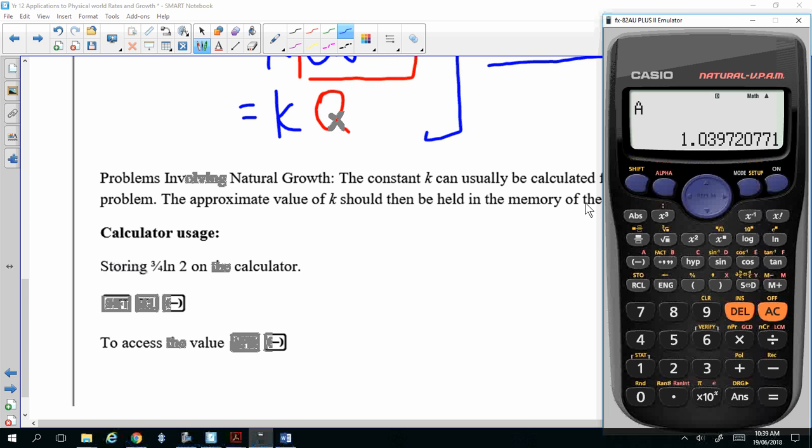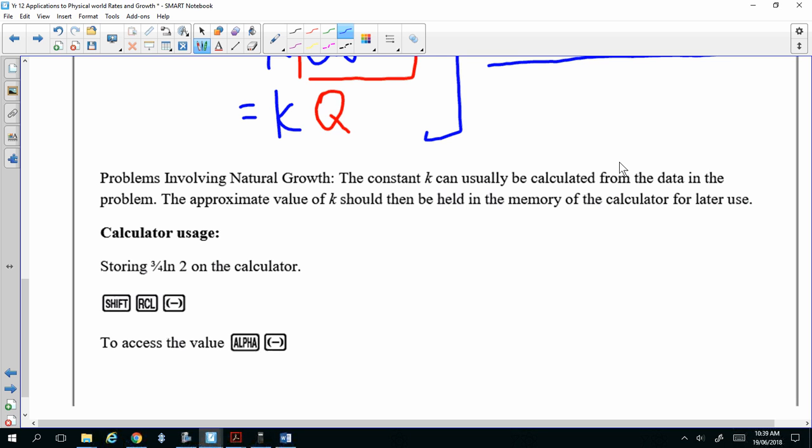Alright, of course you don't have to store into negative, you can store into B if you want to. So if I say 3, actually it should be 3 over 4 ln 2 equal, and you can store into B as well. So shift RCL B. So it stores into B. And if I want to access what B is, alpha B equal. Okay, like that. Alright, after we do this, we're going to do some questions. Alright, let's look at an example.